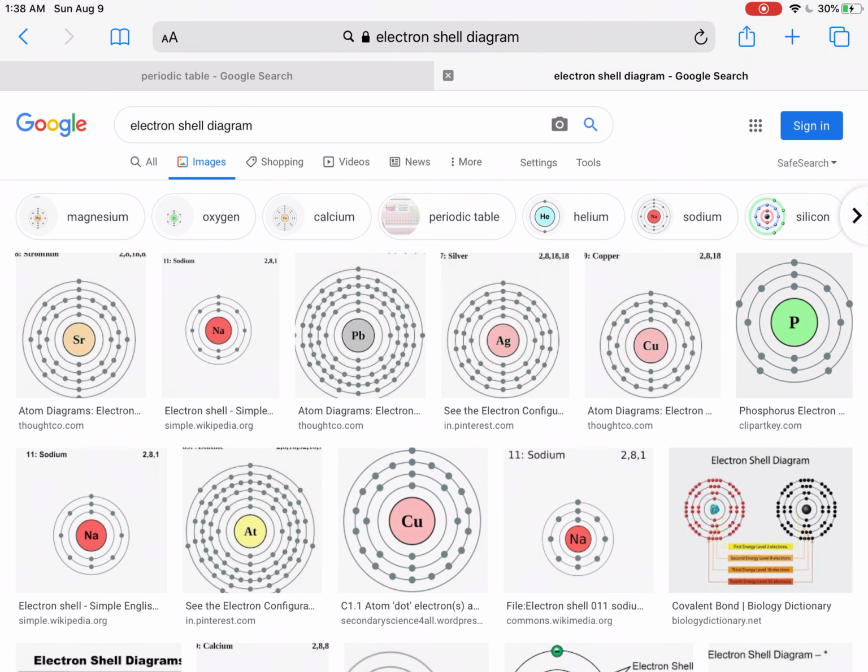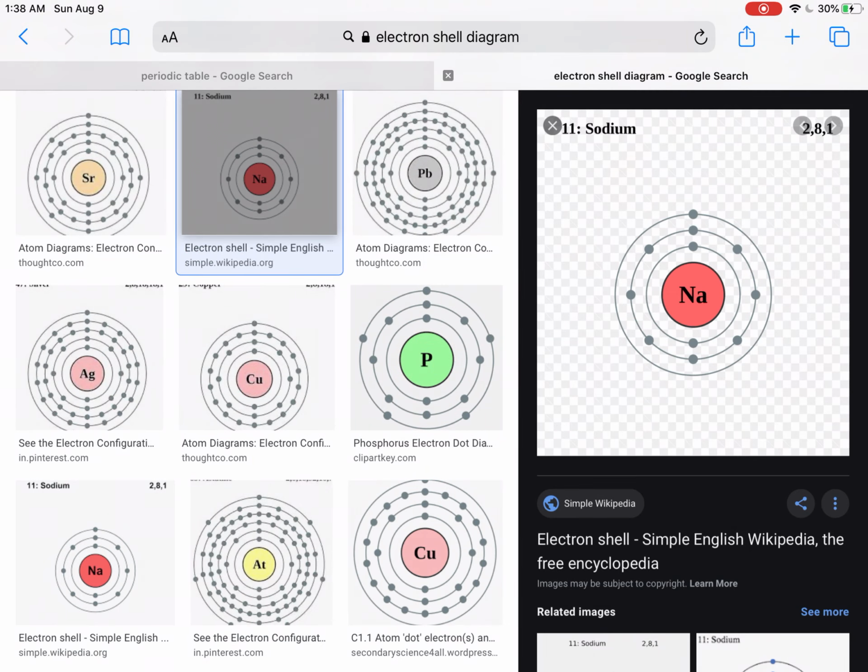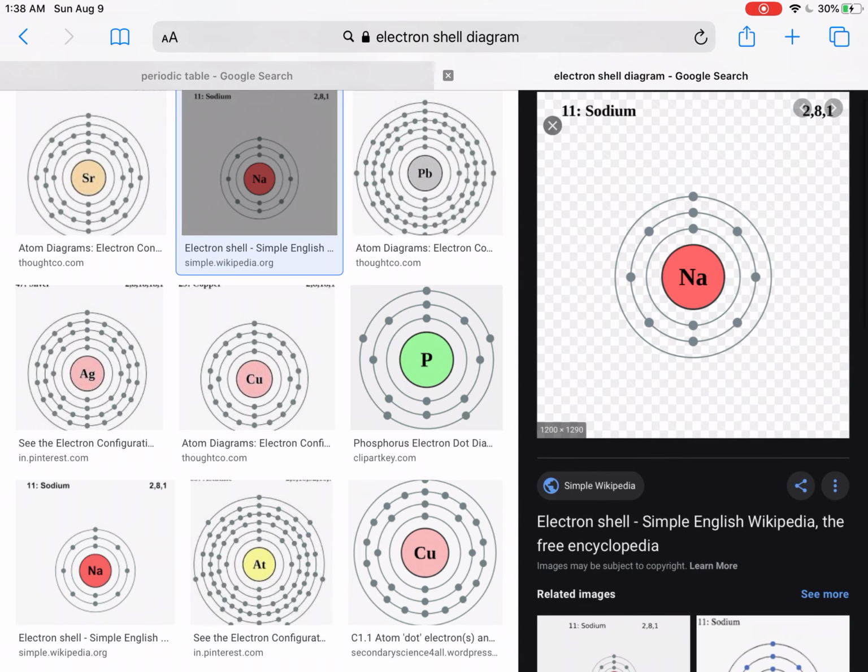Now, here we have sodium, right? Do not worry about the configuration, I just want you to see that the nucleus is obviously in the middle, and the regions are over here. The regions are made by concentric circles, so if an electron is in a further shell, then it has a higher amount of energy. But if it's in a closer shell, then it has a lower amount of energy.